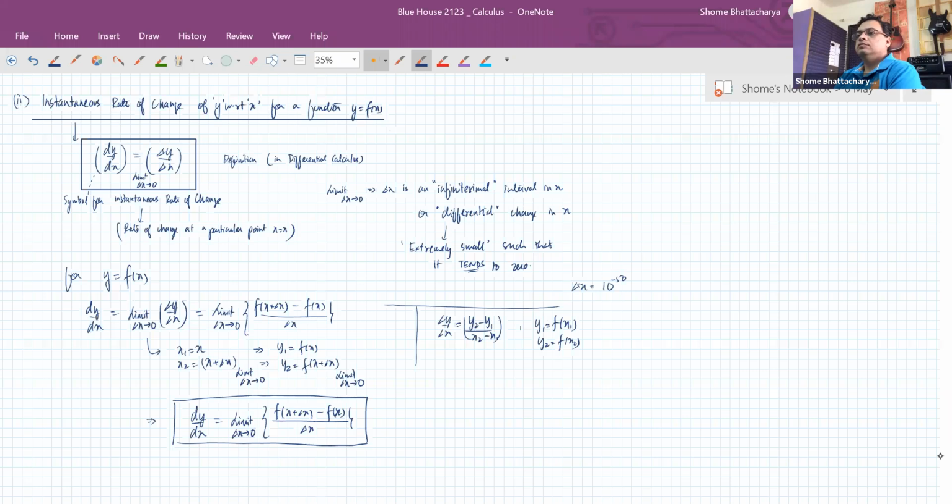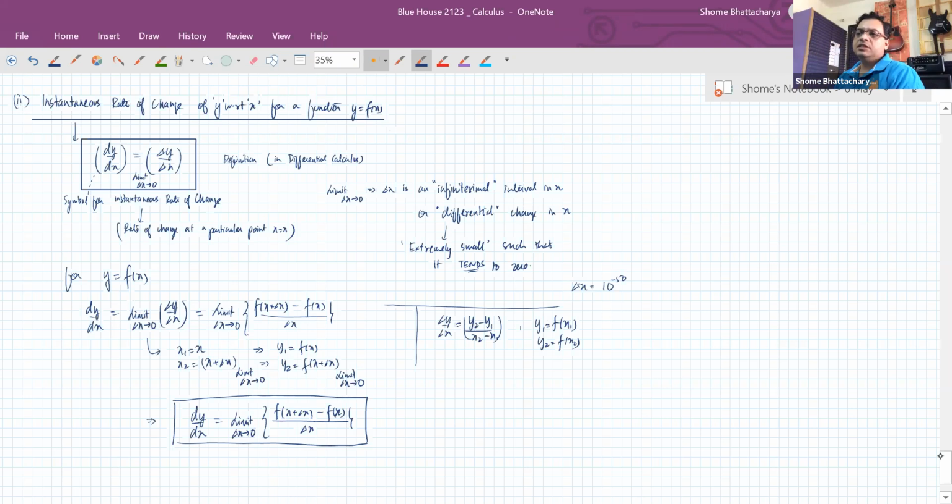Sir, how to calculate delta x in instantaneous? So that is the thing. Now we have to substitute for a given function. We have to substitute this limit that we have put in the box below: f of x plus delta x minus f of x, divided by delta x. And on substituting that limit, we have to make delta x tending to 0 and calculate how much it is.